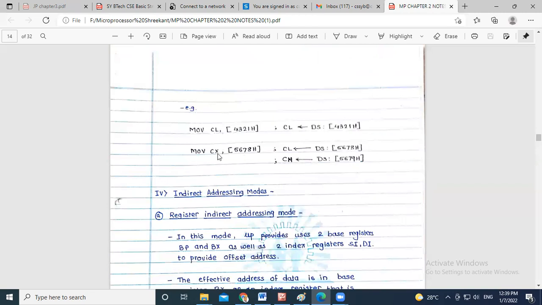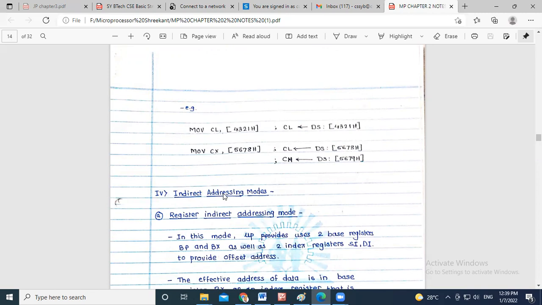In the same way, for the 16-bit CX, MOV CX, [5678H]. So what is this? Actually, this is not a value. It's the address of the memory location where the value is present. Don't confuse it. Once again, I will repeat: where the value is present in the memory location, the address of that value is nothing but this one. That address is used to assign the value to the register. So it is direct addressing mode.